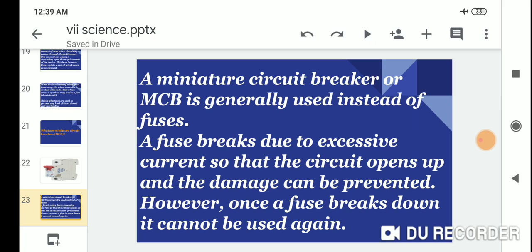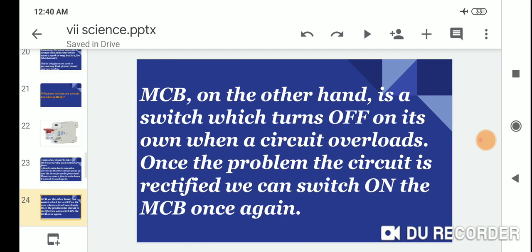A fuse breaks due to the excessive current so that the circuit opens up and the damage can be prevented. However, once the fuse breaks down, it cannot be used again. An MCB, on the other hand, is a switch which turns off when a circuit overloads. Once the problem in the circuit is resolved, we can switch on the MCB once again.